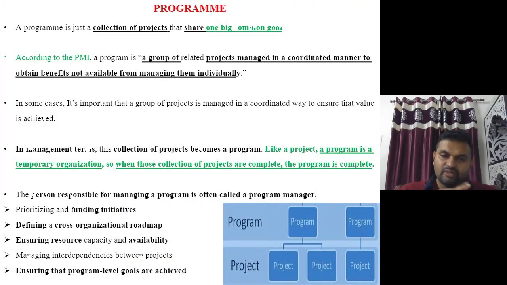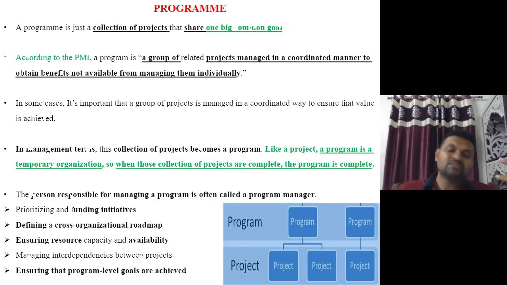Now, if I'm talking about a program, a project is very simple to understand. As you can see in the diagram below, the program is on top and the projects are on the lower side. I can see one project under one program, or sometimes two projects shown in one program. So I can say a program is a collection of projects that share one big common goal.